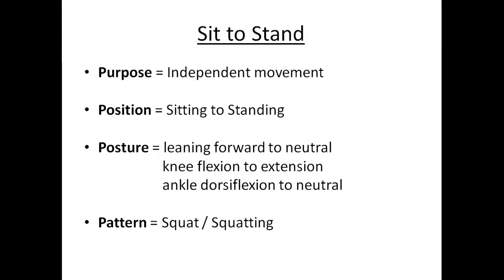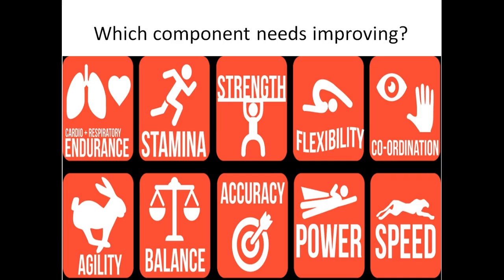So we're going to give you the example of sit to stand. The purpose of rising from a chair is for independent movement. You go from a sitting position to a standing position. For posture, you're going to need to lean forwards, get your nose over your toes, bend your knees, bend your ankles, and then as you lean forward and stand up, you're going to drive through your heels, extend your knees into the standing position. And this is a squat pattern of movement. So we've broken down the 4 P's of functional movement into what we've got to do. We've then got to look at which component of fitness needs improving. Is it range of movement?